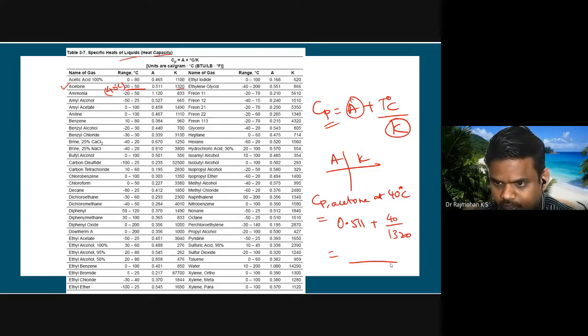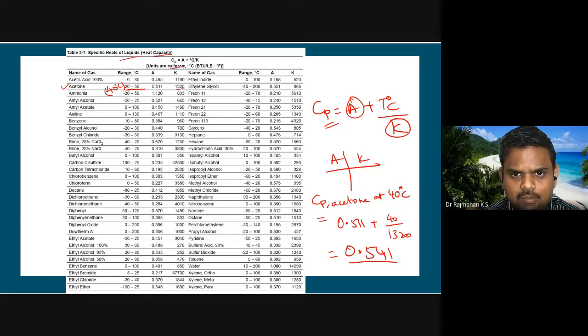Okay, what is the value of 40 divided by 1320, equal to this much plus 0.511. So you get 0.541. What are the units? Calorie per gram degree Celsius. This is the unit for this value, Cp of acetone.